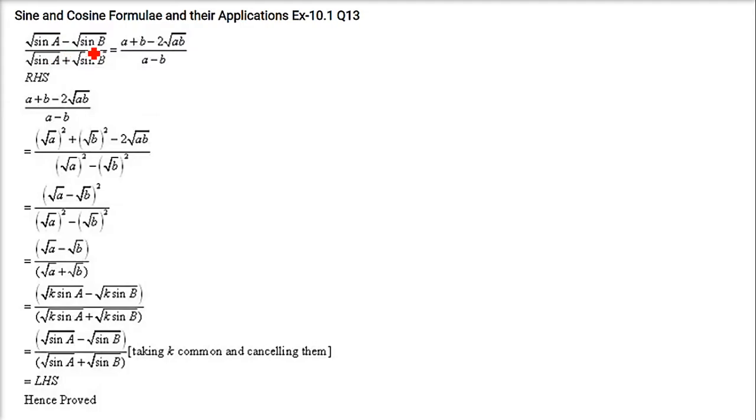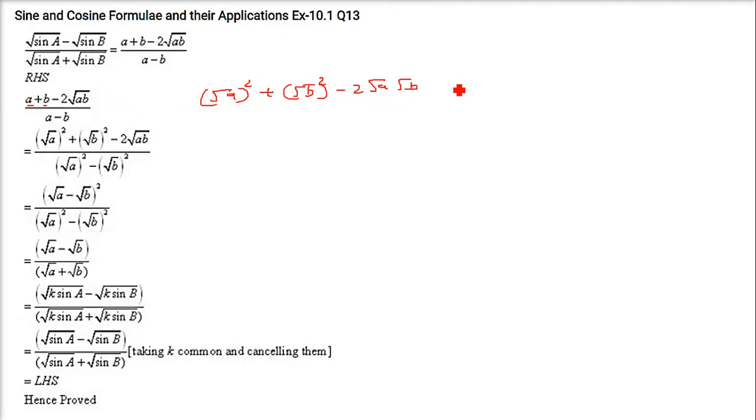The left hand side and right hand side, we will start with the right hand side. This is a plus b minus 2 under root ab. Now a can be written as under root a whole square, which is equal to a only. b can be written as under root b whole square. And then we have minus 2 under root a under root b. We can write under root ab as under root a under root b.